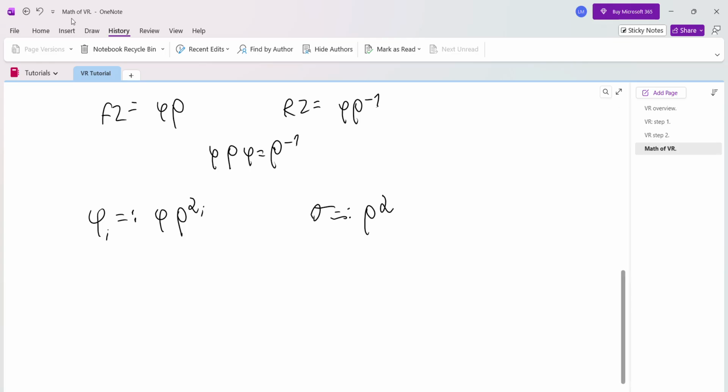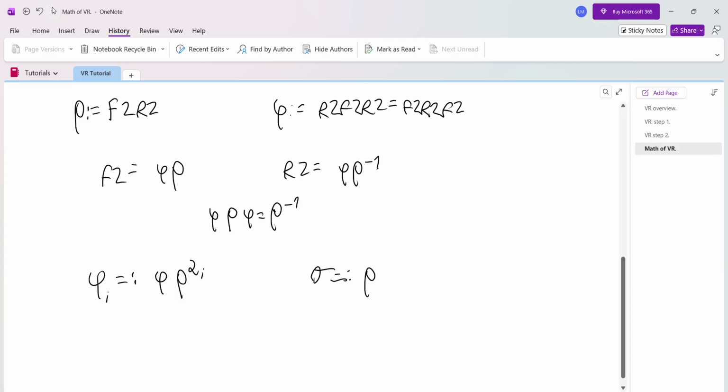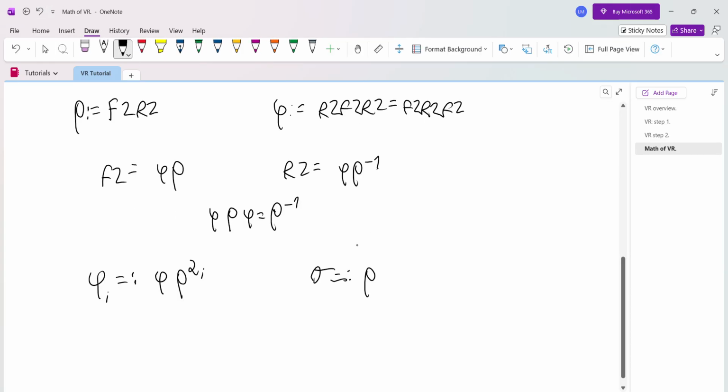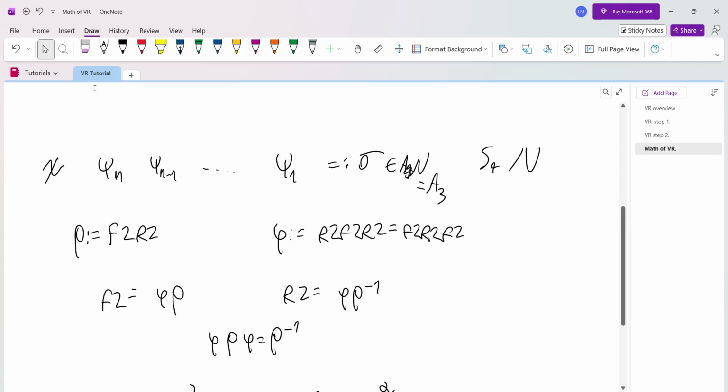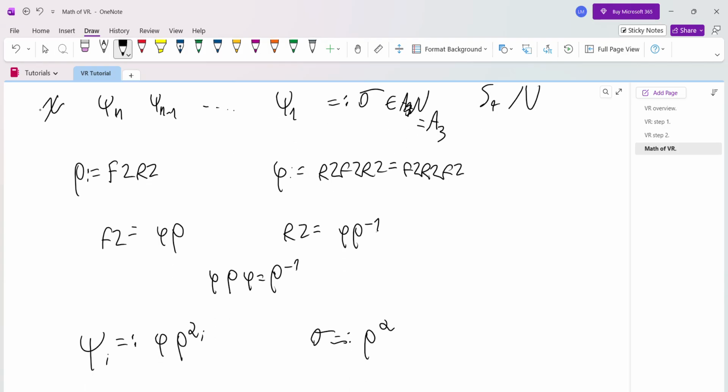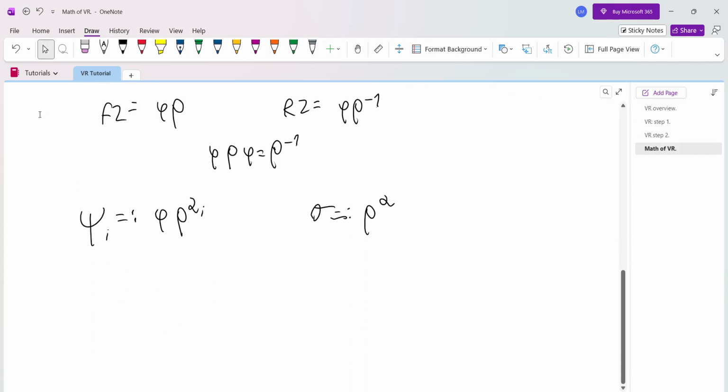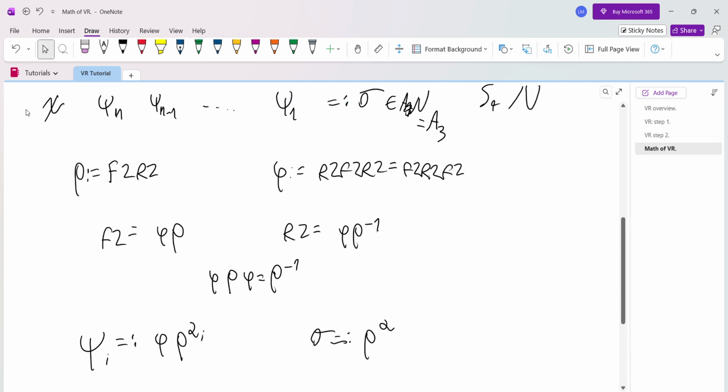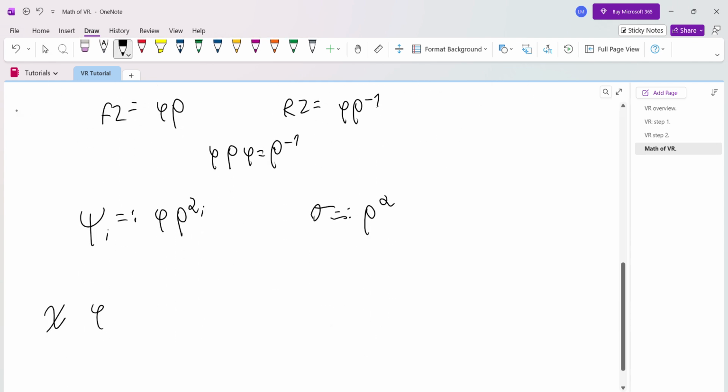Oh my gosh! I deleted the wrong thing. I meant to fix this psi. Okay, so now let's just write this equation in these terms. We get chi, and then we have phi rho to the alpha n, phi rho to the alpha n minus 1, down to phi rho to the alpha 1. And this is equal to rho to the alpha.